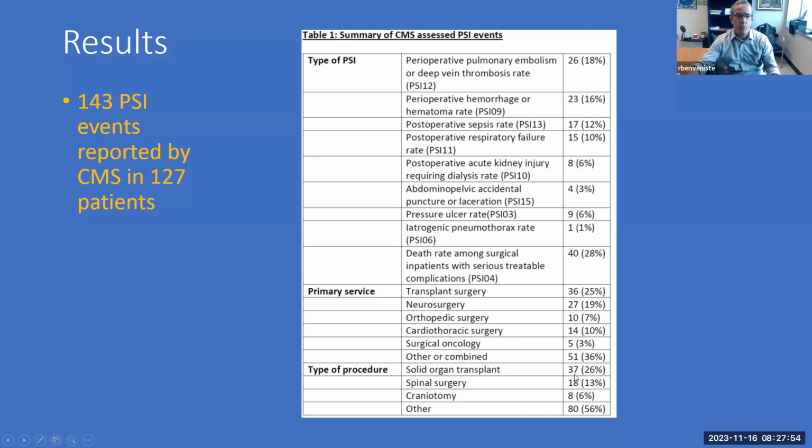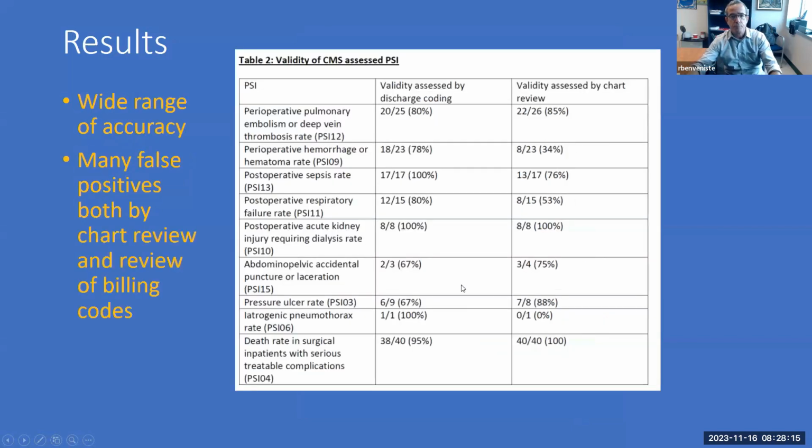Solid organ transplants were by far the most common source of these PSI complications. Spine surgery, and we'll look at that in more granularity later, was number 2. Craniotomies, number 3. And again, we'll look at those in more detail. Everything else was represented in very, very small numbers per procedure.